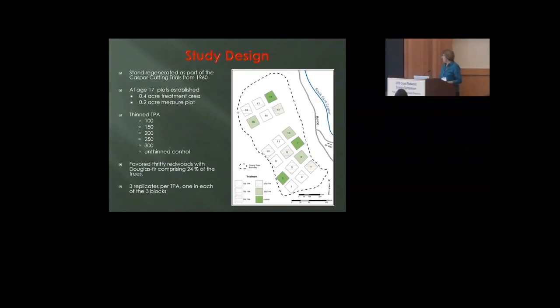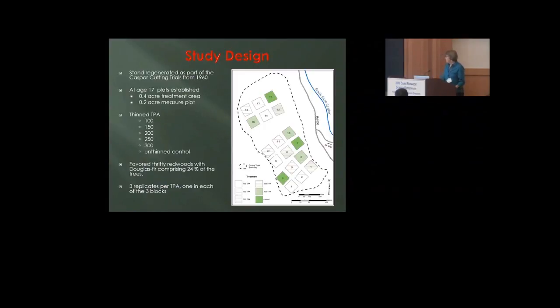the site design. We have a series of 3 blocks, and each block had 6 plots installed with a range of 100 to 300 trees per acre being left, and then an untreated control. They were randomly assigned. Each plot had 0.4 acre treated, and then within that was a nested 1/5 acre plot. And it's been measured repeatedly.